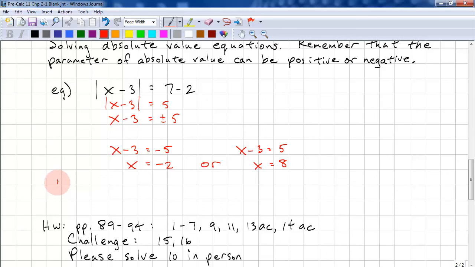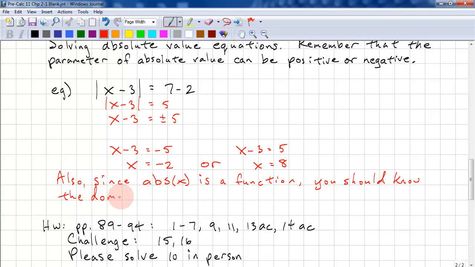And since absolute value of x is a function, you should know the domain. And its domain is x is an element of all reals. And that completes this lesson.